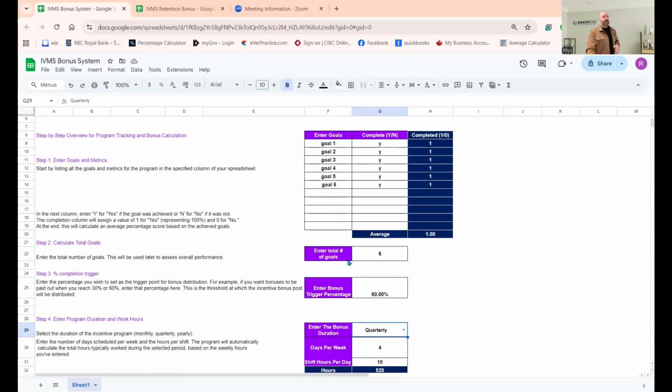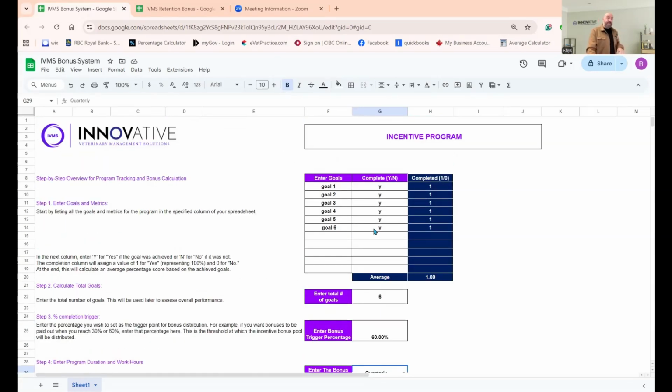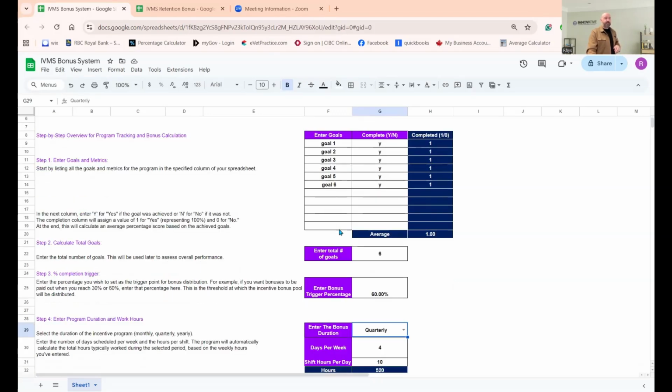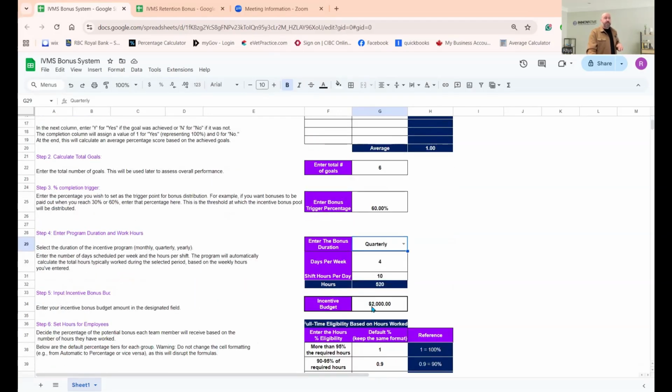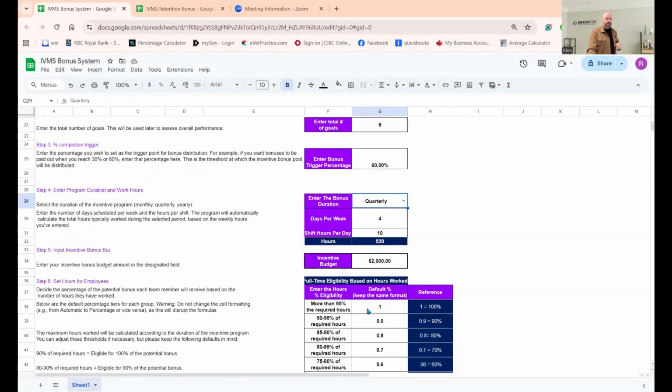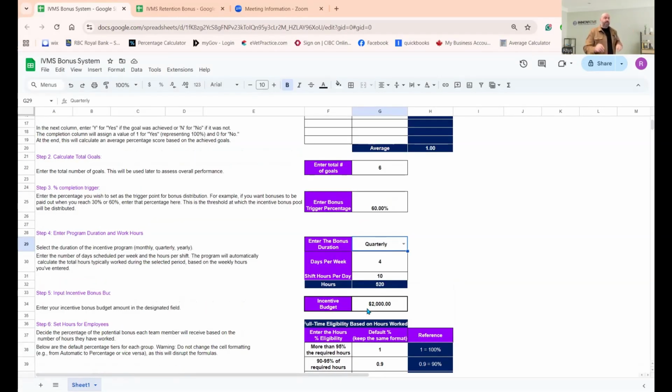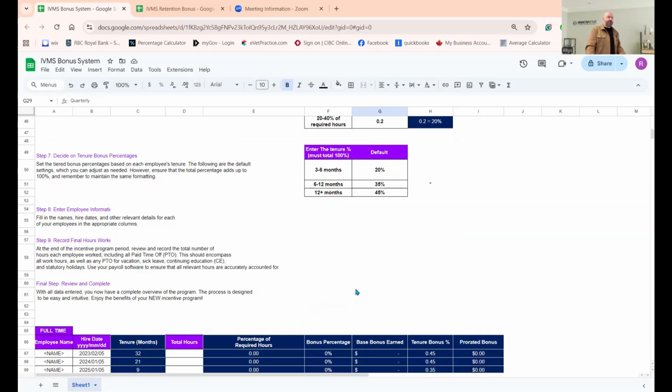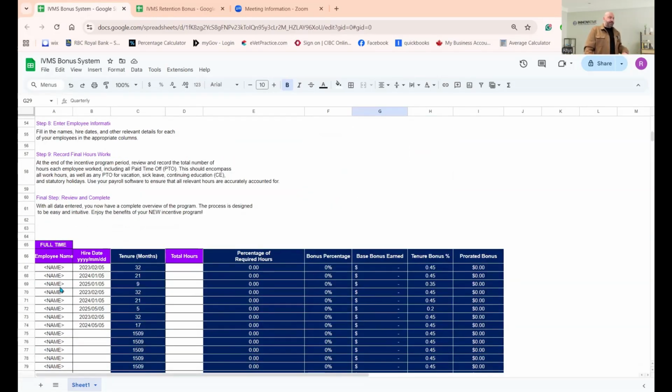So let's go up here and say that right now they've completed 100% of the goals. There's 6 goals here, and the trigger point is 60. The incentive bonus is 2,000, right? So by everyone theoretically completing 100%, they're entitled to divide 2,000 amongst the people. How many people is completely up to you. The names in this example don't matter. The hire dates do matter because it gives you the date they were hired to present date. In this example, 32 months for this person, 21 months for this person, 9 months for this person, 32 months, et cetera.